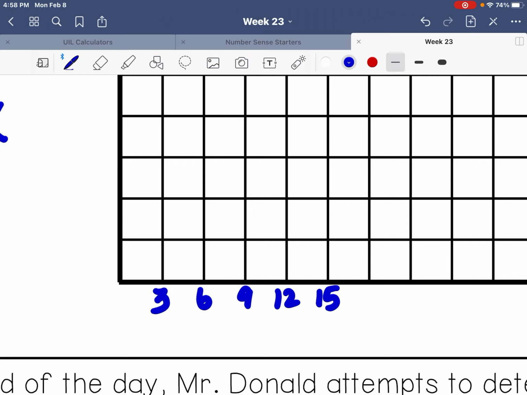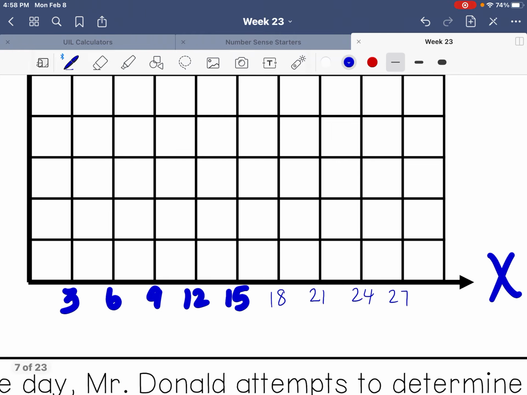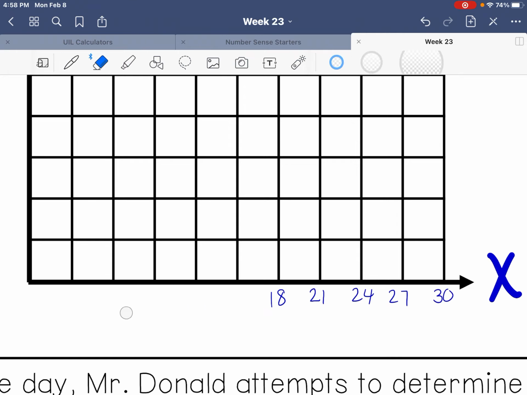I'm going to make my pen skinnier. 15, 18, 21, 24, 27. I have to go to the end even though I don't need it. I'm going all the way to 30. And then I have to fix these because, well, I just do. 3, 6, 9, 12, 15. Okay, so there's my bottom numbers.